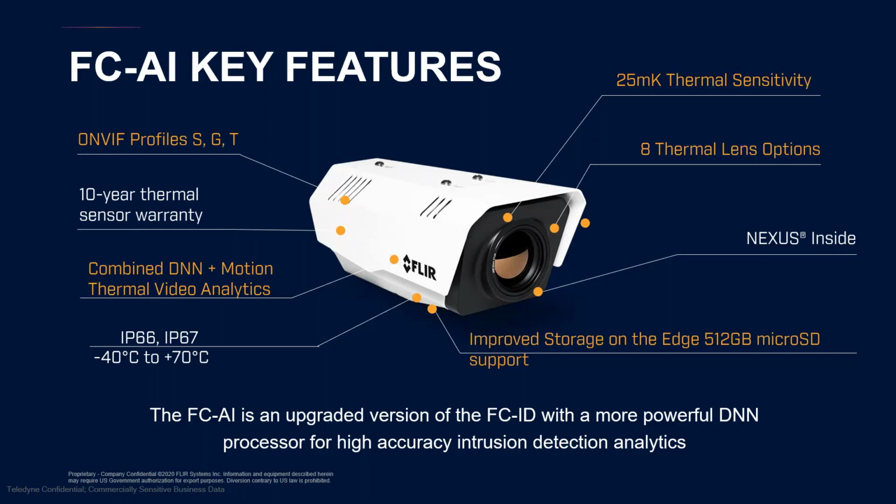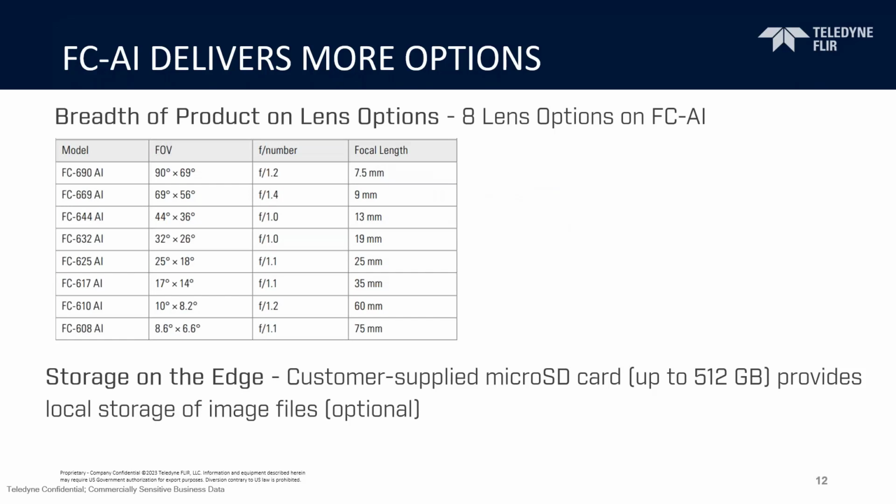We have ONVIF profiles S, G, and T for streaming, analytics, and storage on edge, et cetera. 10-year thermal sensor warranty. Again, industry leader in that area. We've already talked about combining the DNN motion thermal analytics, and you can see the outdoor rating is IP66 and IP67, minus 40 degrees Celsius to 70 degrees Celsius. Now, this camera is not only better, bigger, and stronger, it can also withstand better temperatures, because you'll see that's an improvement from the minus 50 to plus 70 degrees Celsius that we had on the FCID.